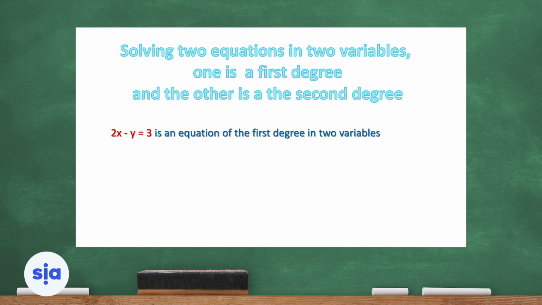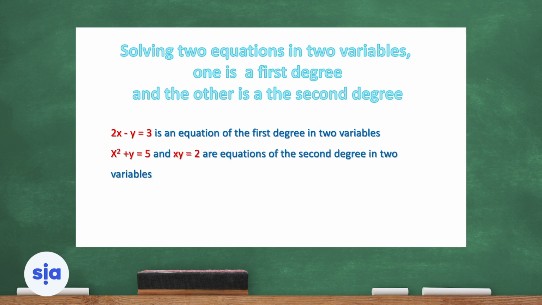As you can see here, 2x minus y equals 3. Yes, it's an equation of the first degree where it has two variables, x and y. But x squared plus y equals 5 is a second degree equation that has two variables, x and y. Another example of a second degree equation is xy, and the two variables are x and y.